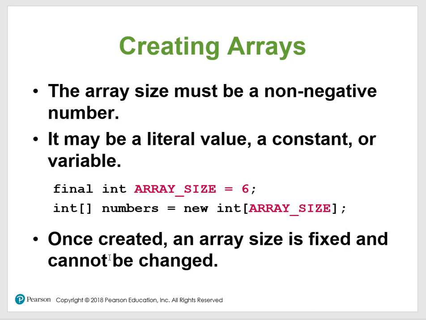This is very, very important: once an array is created, its size is fixed and cannot be changed. You cannot change an array's size once it has been allocated with that size. You can't come back here and change this constant 6 to a 5, a 4, or anything else.